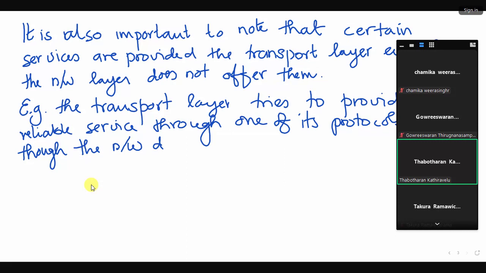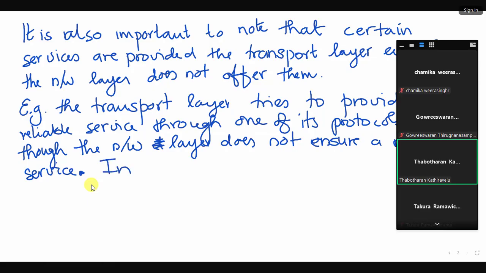The network layer does not ensure a reliable service. Okay, reliable service. Why?